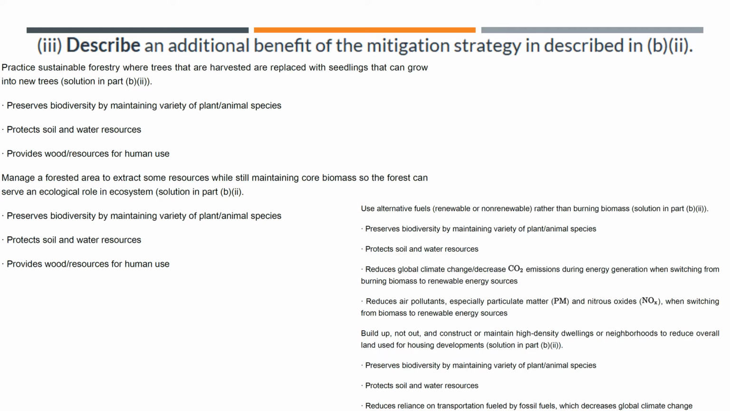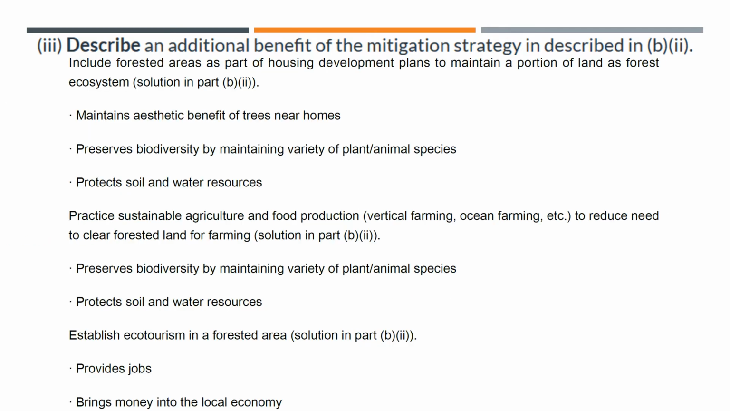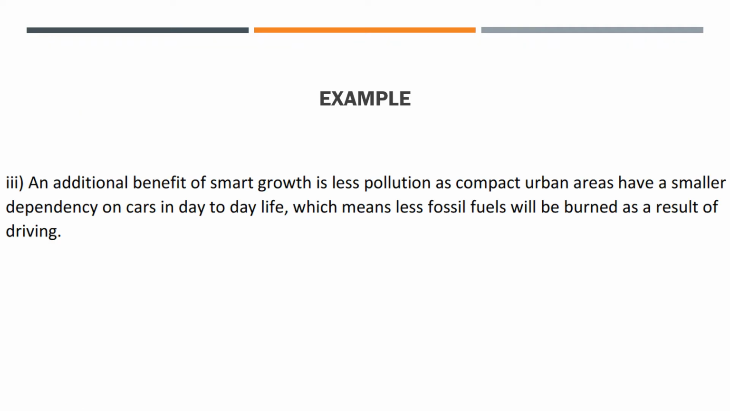We're going to take another look at the other strategies as well on the next slide. Here are more of the strategies used. Again, take a second to look, pause if you need, but we're moving on. An additional benefit of smart growth is less pollution as compact urban areas have a smaller dependency on cars in day-to-day life, which means less fossil fuels will be burned as a result of driving.